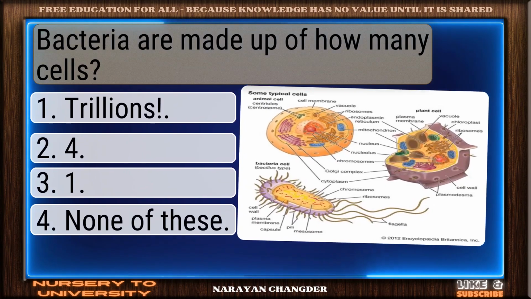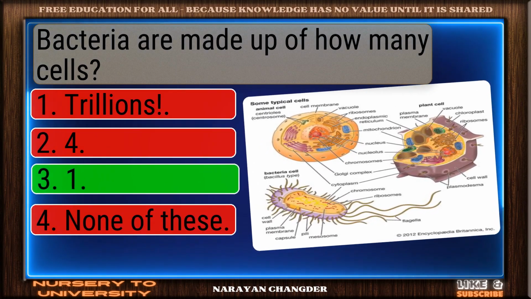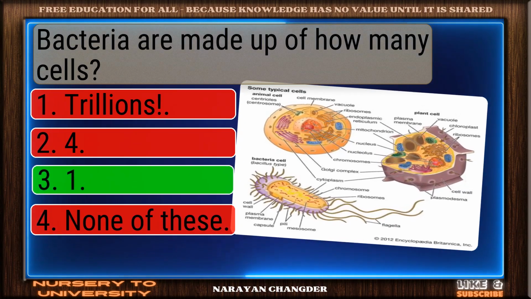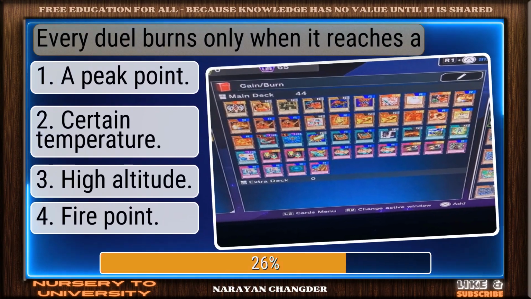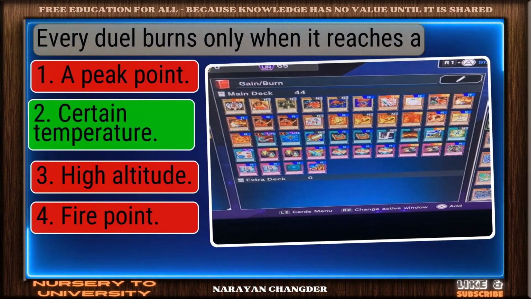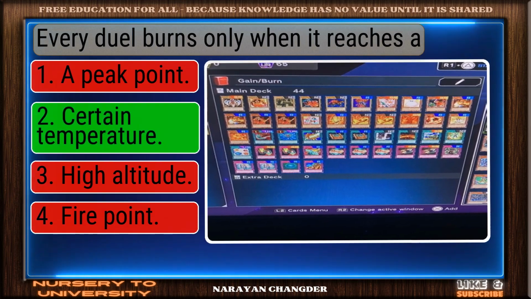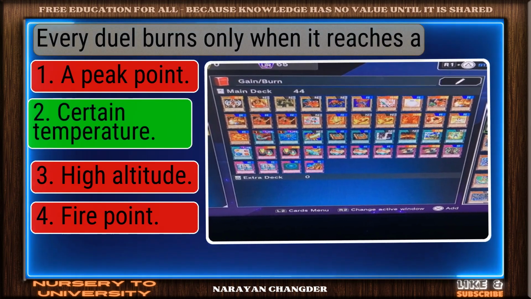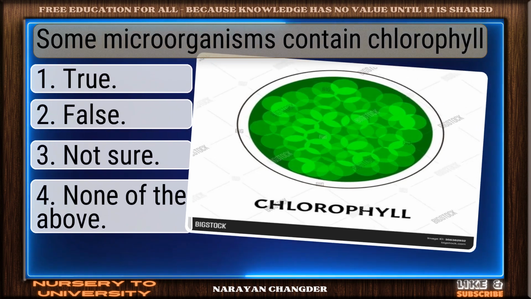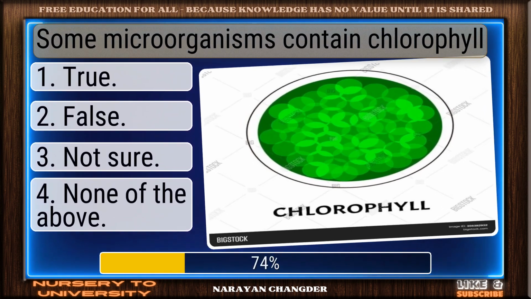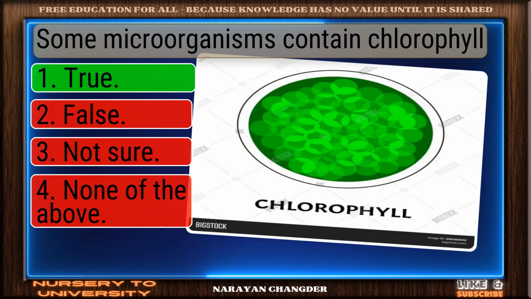Bacteria are made up of how many cells? Excellent. 1 is a brilliant choice. Every fuel burns only when it reaches a. Clear logic. Your choice certain temperature is sound and 100% true. Some microorganisms contain chlorophyll. Great job. True is the accurate answer.